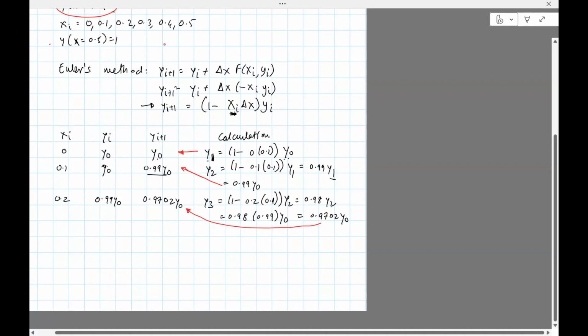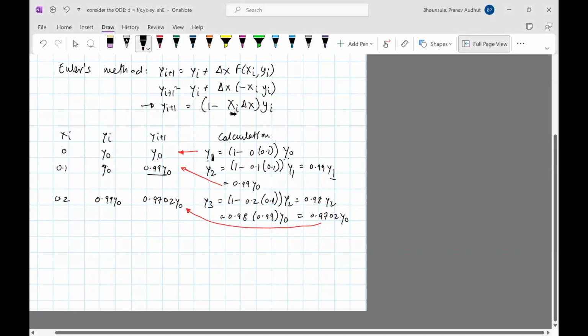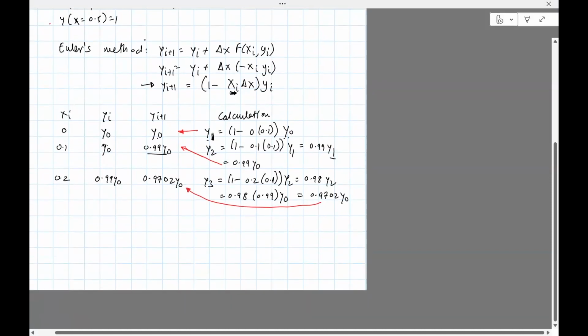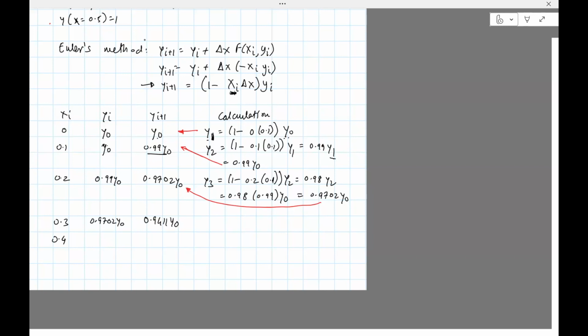So 0.9702 y0 goes here. Yes, so you just keep doing that. I will not do it, I would like you to do it yourself. So with 0.9702 y0, do the calculation here. It comes out to be 0.9411 y0. Then when you do the same calculation, you get 0.9035 y0.